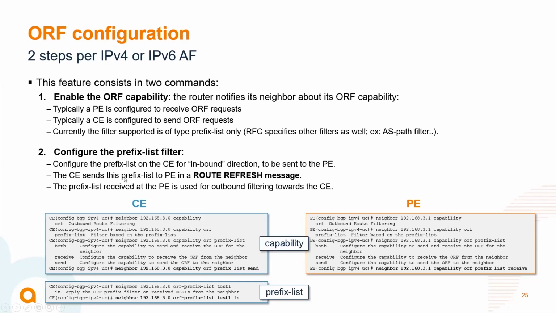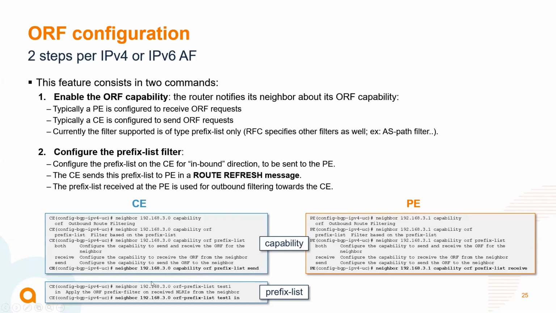That prefix list is sent to the PE. The CE will send, as we saw, the prefix list to the PE in the route refresh message. The prefix list received at the PE is used to filter outbound towards the CE. So again, this is the CE, this is the PE. The capability is configured under the address family, here IPv4. You configure with the IP address of the neighbor, capability ORF prefix list, send for the CE, and receive for the PE.